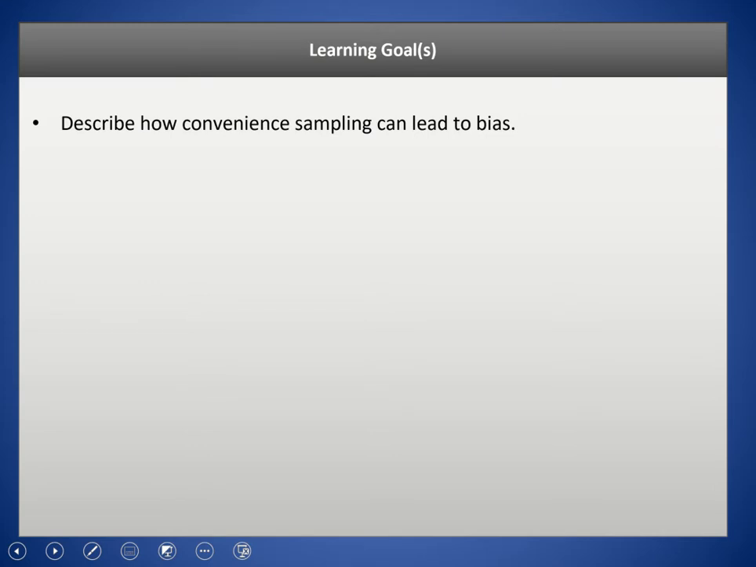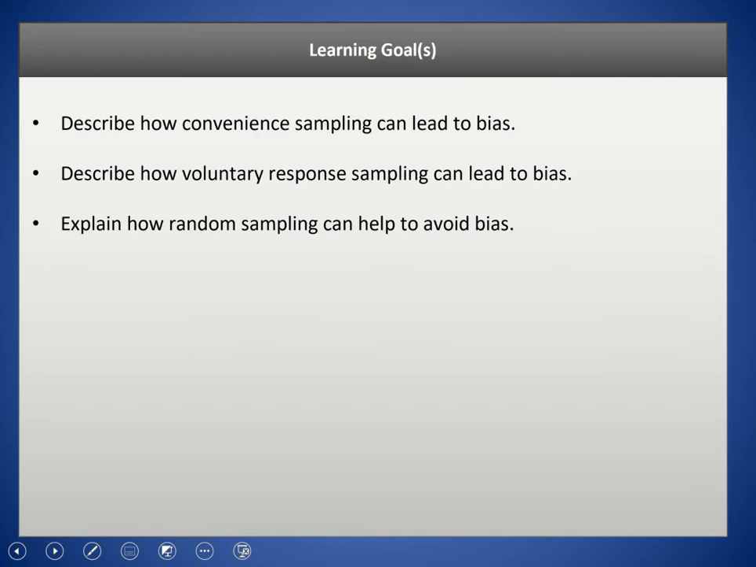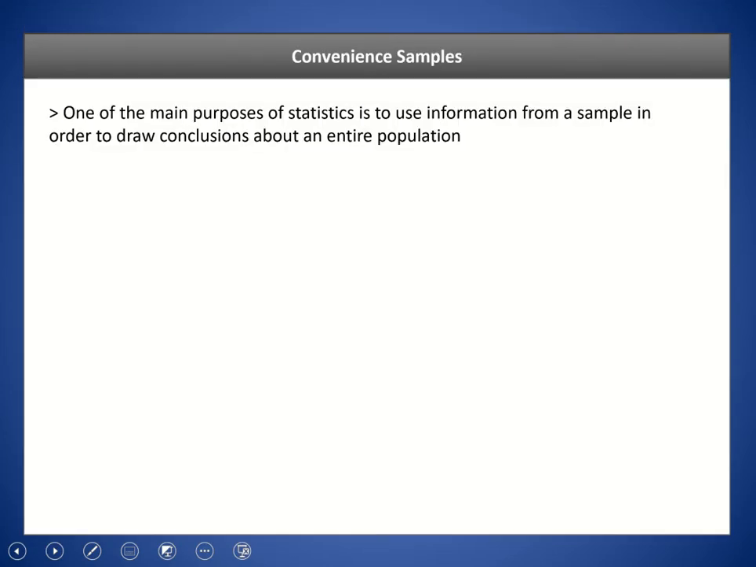So in this lesson, we're going to talk about the various sampling techniques and how some of them can lead to bias versus ones that are more appropriate to statistical analysis. So we're going to talk about convenience sampling and how that can lead to bias. We're going to talk about voluntary response sampling and how that can also lead to bias. We're going to explain how random sampling is used to avoid bias and determine which sampling technique was used. So hopefully by the end of this lesson, you'll be able to understand these four things.